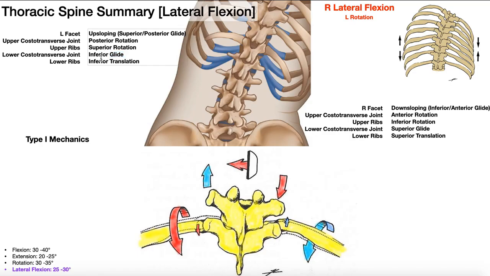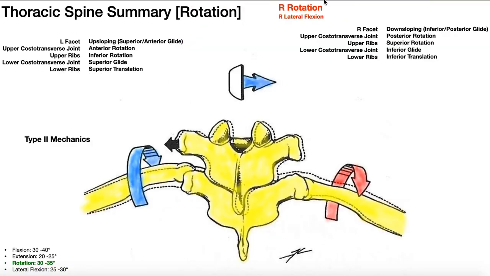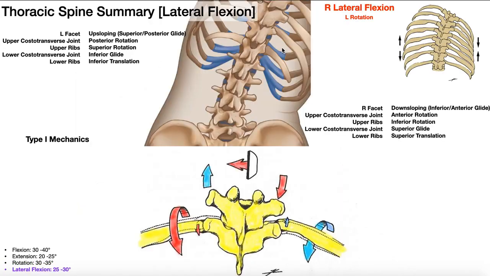Are they superior or inferior or whatnot? Now, lateral flexion exhibits what we call type 1 mechanics. When we have lateral flexion and rotation in the spine, we can't have one without the other. If I laterally flex to one direction, I can't help a little bit of rotation. Likewise, if I rotate, I can't help a little bit of lateral flexion. So they occur with each other.